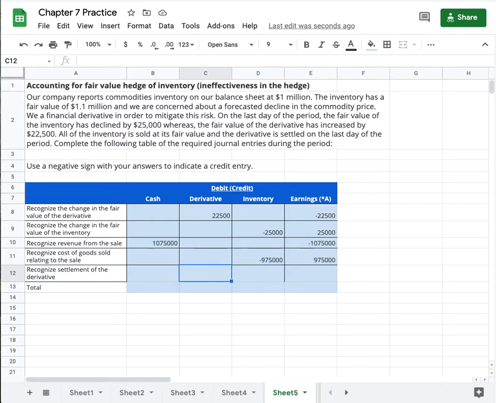That's that 22,500, and so a debit to cash for 22,500 and a credit to the derivative. And then here for the totals, we can obviously just do a sum function.